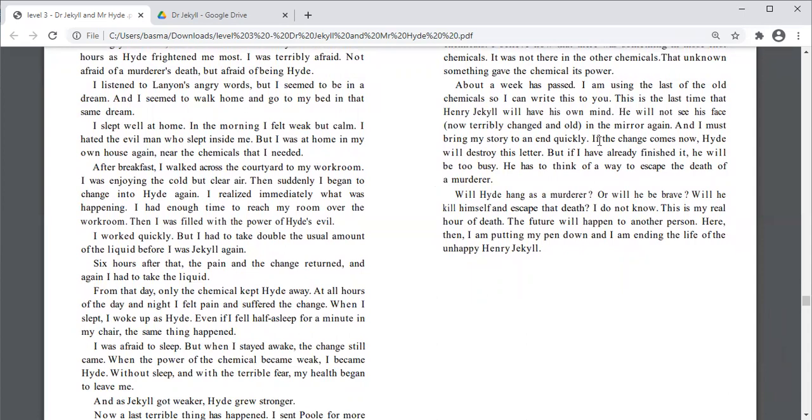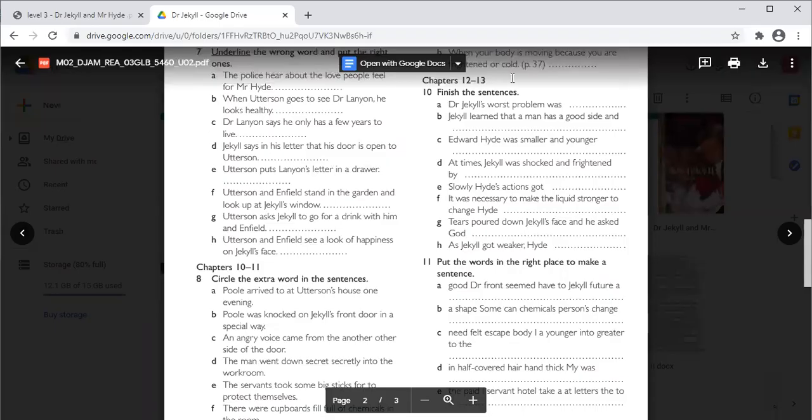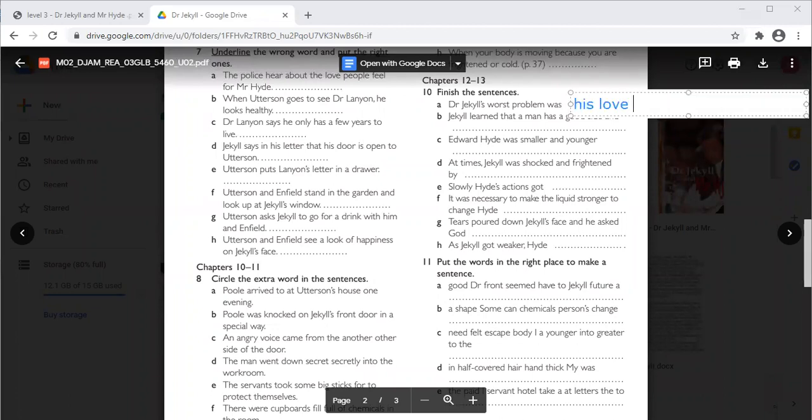Okay, so now let's go to the questions page. So now we're going to answer some questions about the last two chapters, 12 and 13. Here we have some sentences, and after reading the story, we could finish them. So let's read the first one. Dr. Jekyll's first problem was, we understood from Dr. Jekyll his conflict in his personality, where he was a very good doctor and he had a good name and he had one problem. What was it? Think. Yes, that is correct. His love of fun was his worst problem, the thing that started everything. So Dr. Jekyll's worst problem was his love for fun that didn't go along with his life as a doctor.